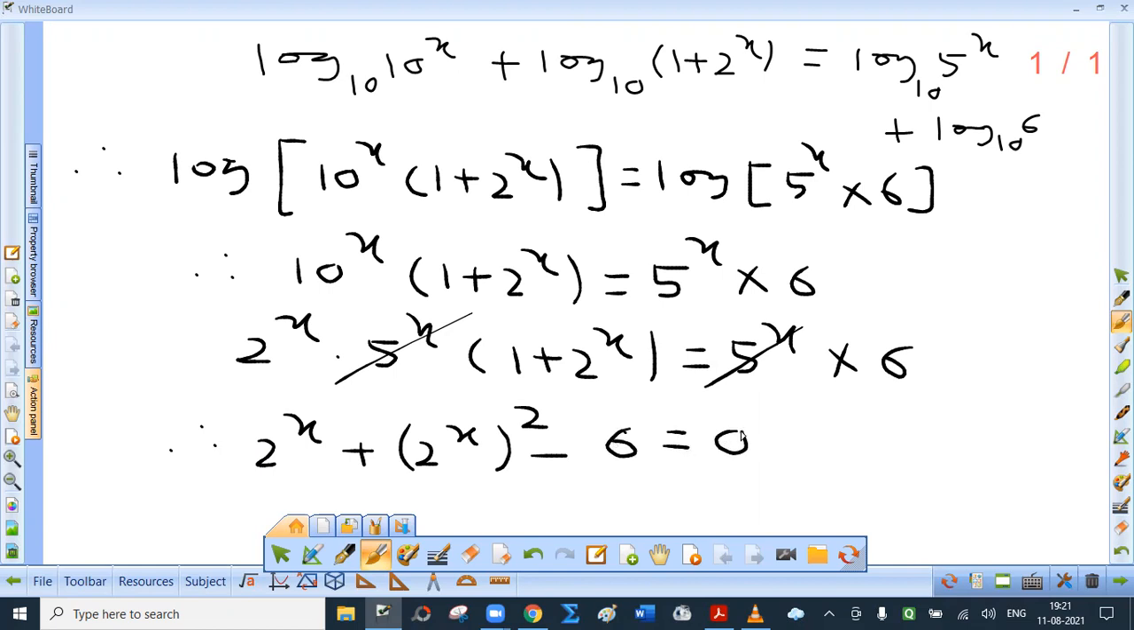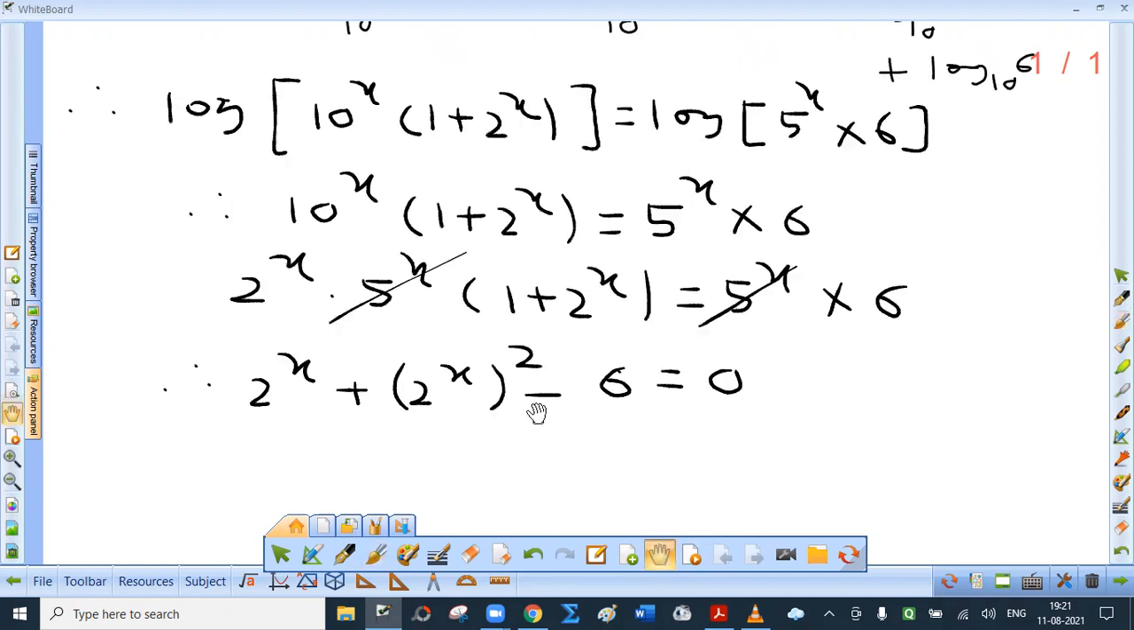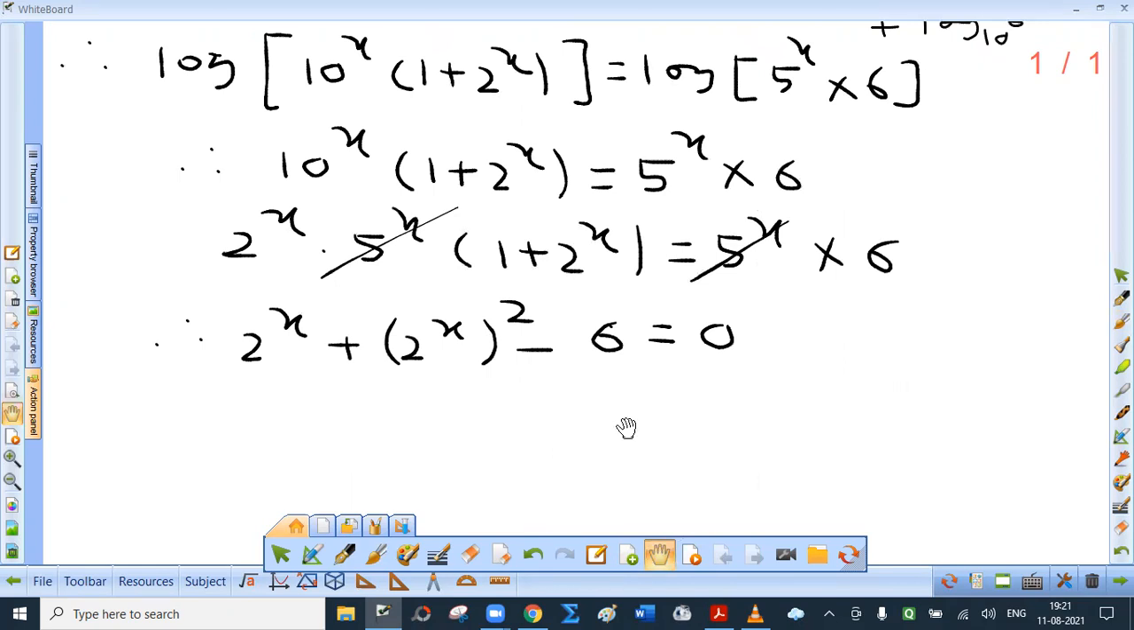I have omitted one step. It is better that we write 2 raised to x. After cancelling this, what remains? 2 raised to x into (1 plus 2 raised to x) equal to 6. Open the bracket. So 2 raised to x plus square of 2 raised to x minus 6 equal to 0. Now you may say take 2 raised to x equal to say y or z. But here I am writing directly. I hope you understand this.